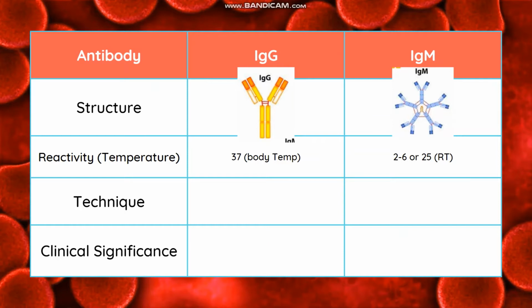We're then going to look at reactivity. So when we're talking about reactivity, we're talking about when these antibodies will bind to an antigen. So IgG binds at 37 degrees or around that temperature, which is what we call body temperature. On the other hand, IgM will normally react at about 25 degrees, which again, that's what we call room temperature. There are some IgM antibodies that actually react even better at colder temperatures, so between 2 and 6 degrees. It depends on the specific antibody. Obviously, we're talking in generalizations here.